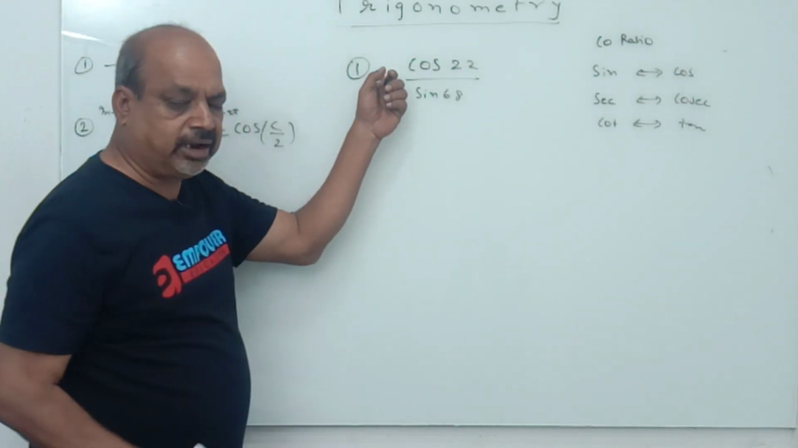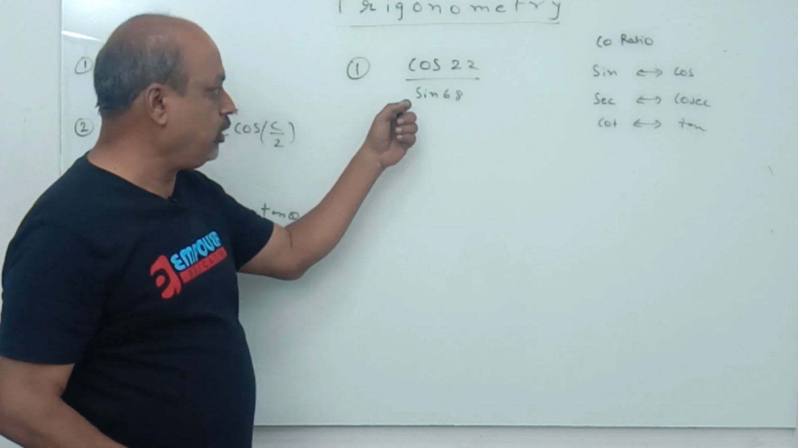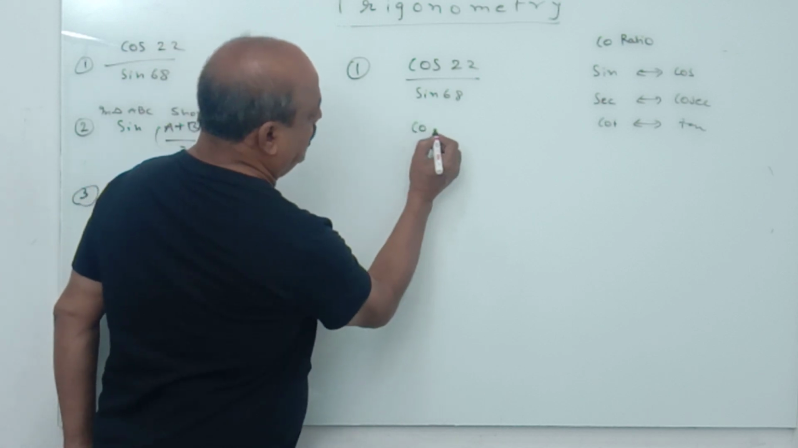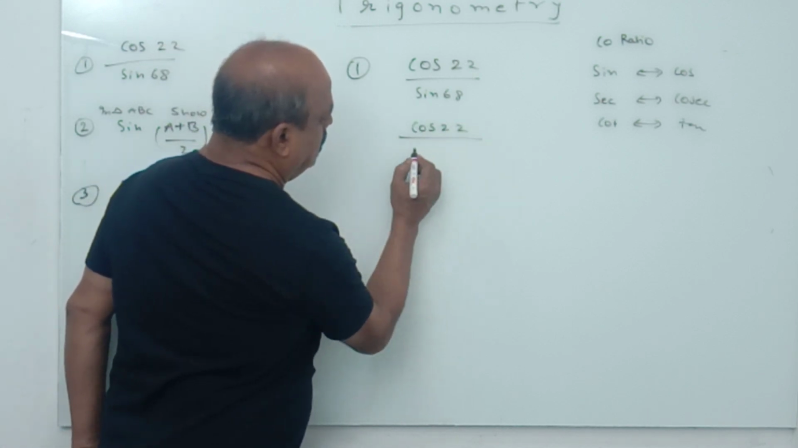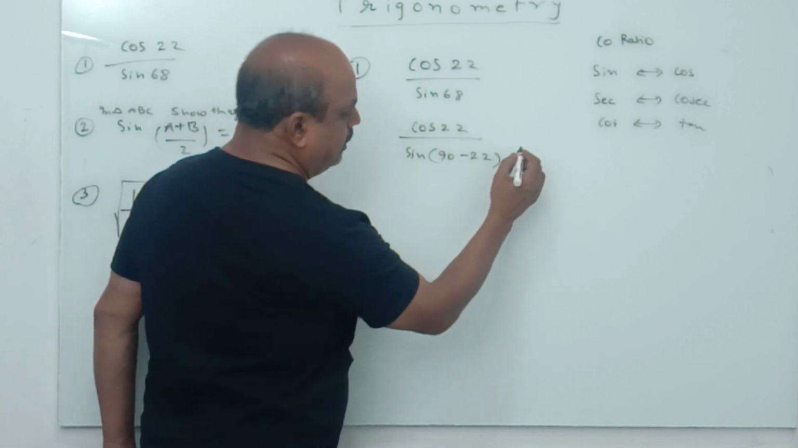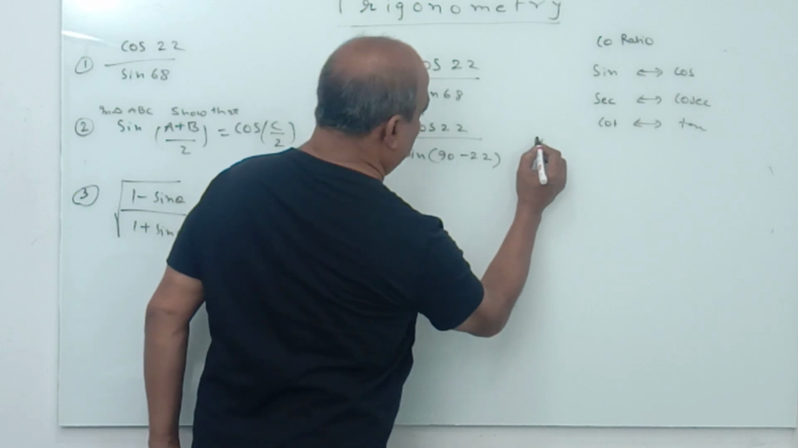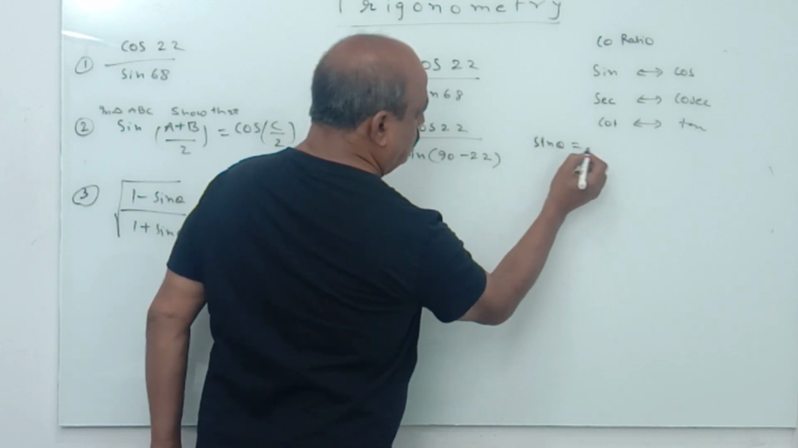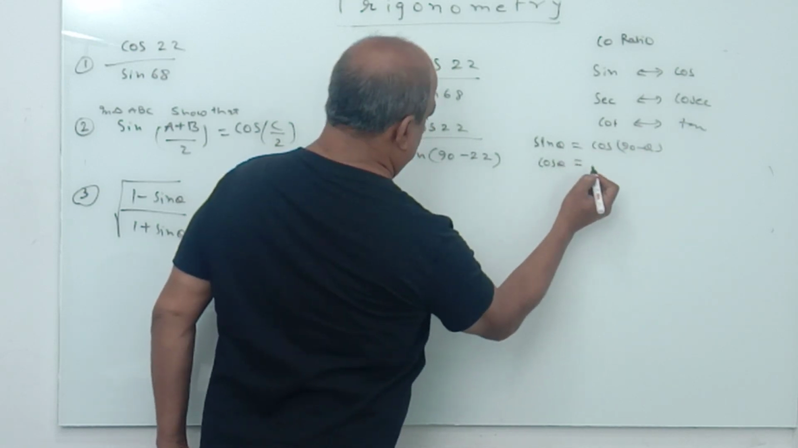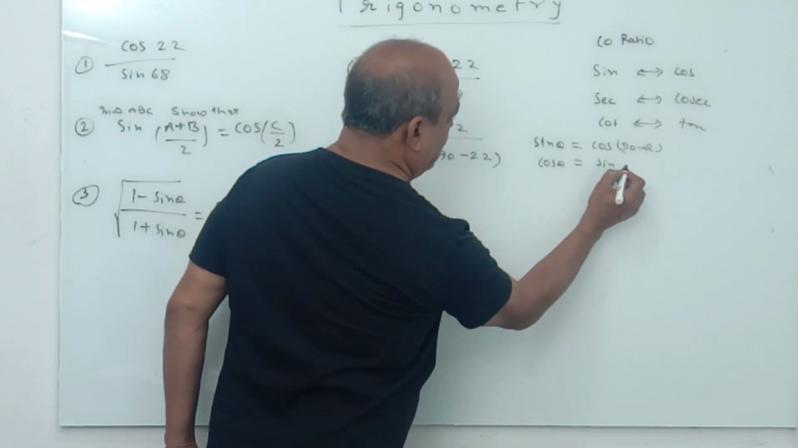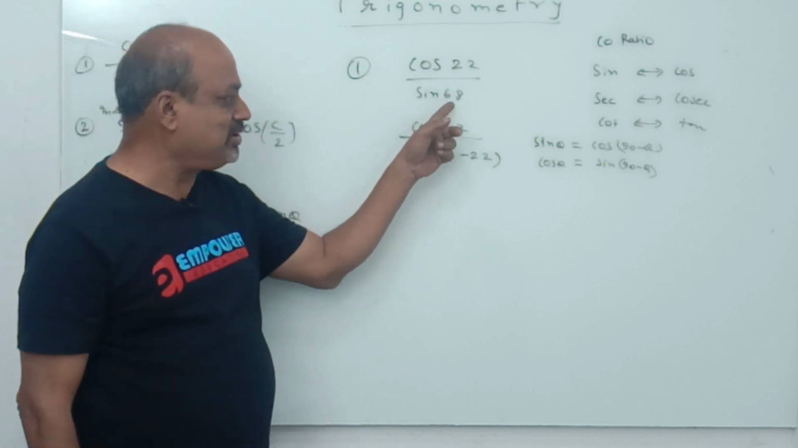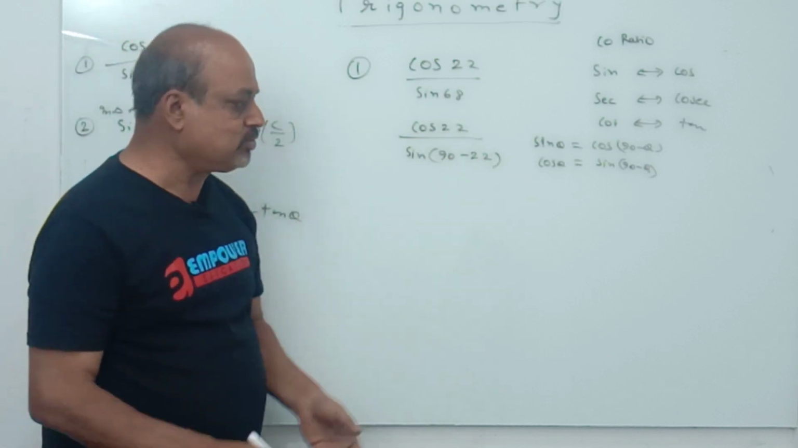Clearly here in the numerator there is cos 22 and in the denominator sine, so these two are co-ratios. So we can write cos 22 upon sine of 90 minus 22 by using the identity sine theta is equal to cos of 90 minus theta, or cos theta is equal to sine of 90 minus theta. What I am doing is expressing sine 68 as sine of 90 minus 22.